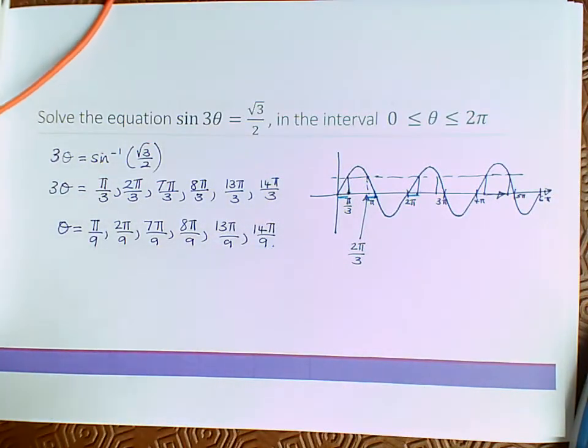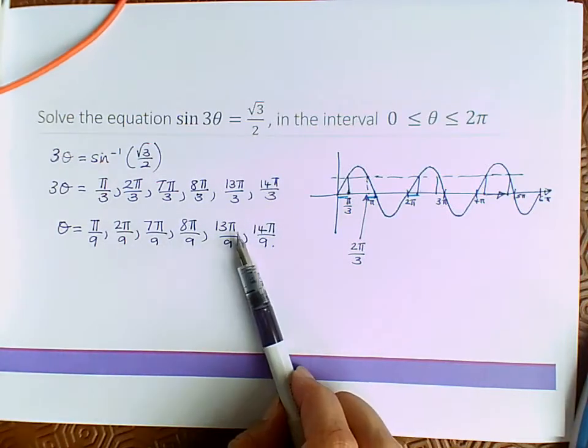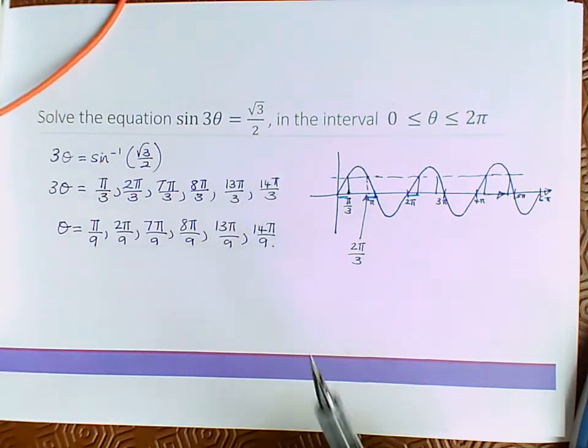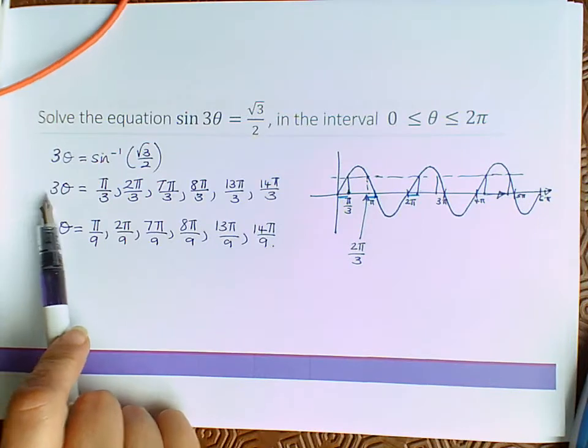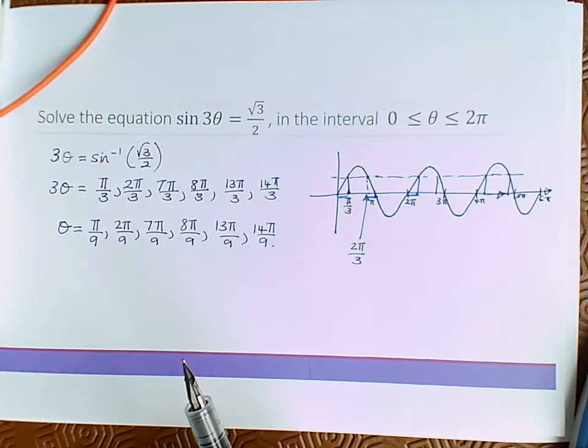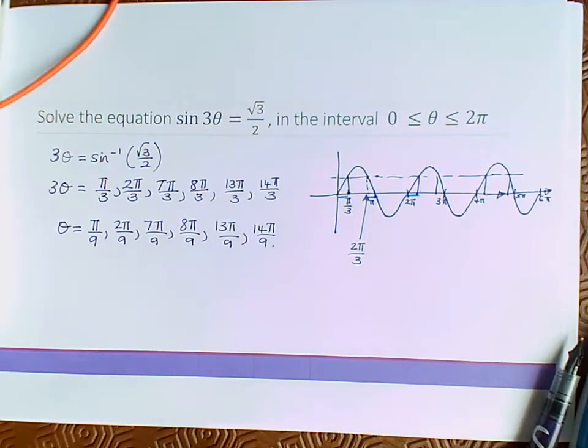So, and that is your answer. 4 sine 3 theta equals root 3 over 2. I know I'm repeating myself, but find 3 theta, find all of the angles, then divide by 3. And that's it.